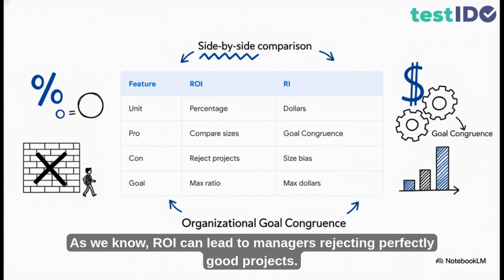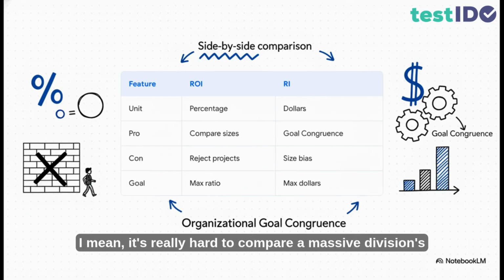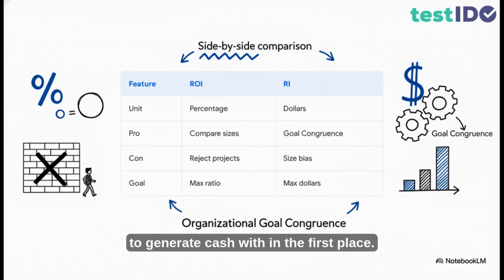As we know, ROI can lead to managers rejecting perfectly good projects. RI, on the other hand, is heavily biased toward larger divisions. I mean, it's really hard to compare a massive division's leftover dollars to a tiny division's leftover dollars simply because the big division just has more assets to generate cash with in the first place.